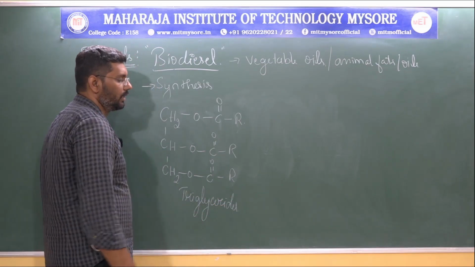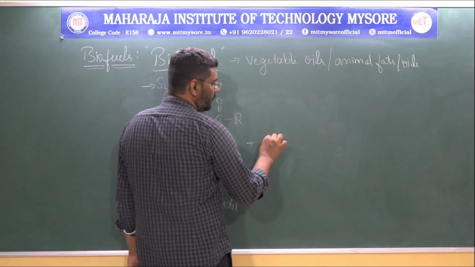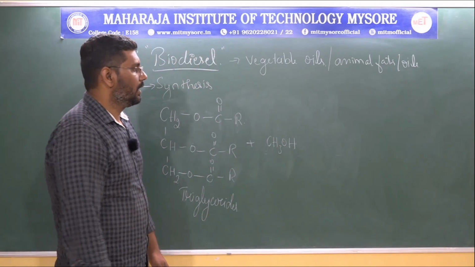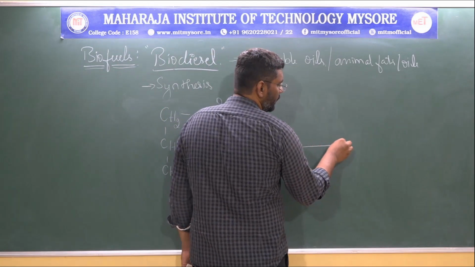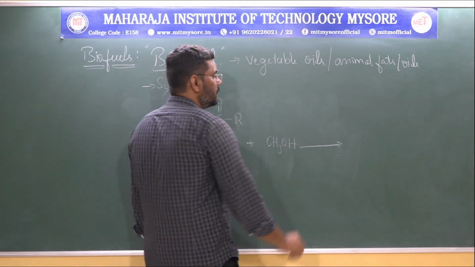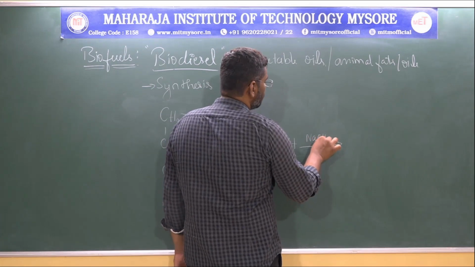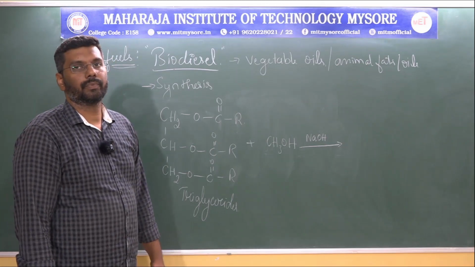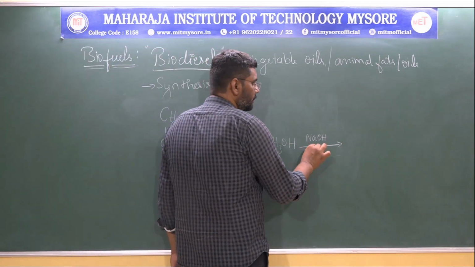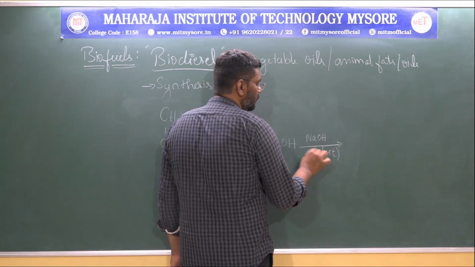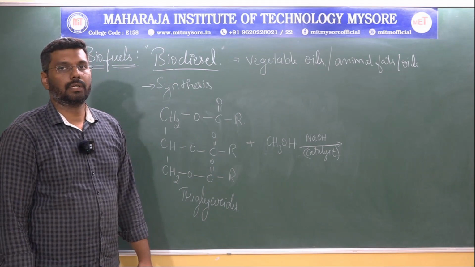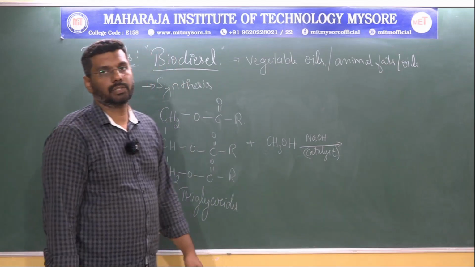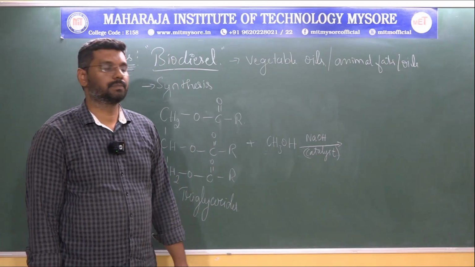This triglyceride is treated with methyl alcohol, CH3OH. And we know that the trans-esterification process mainly takes place in the presence of an acid or a mild base. So here we are considering NaOH, sodium hydroxide, which behaves as a catalyst in this particular trans-esterification. So this reaction takes place in alkaline media because we are using NaOH as a catalyst, which initiates the trans-esterification process.